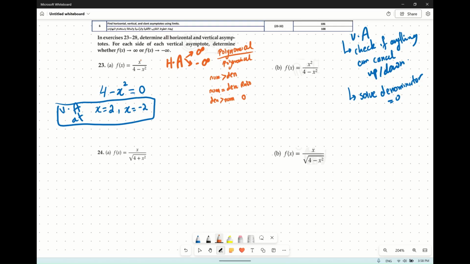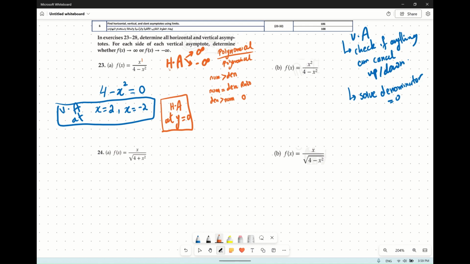Now here I see that the degree up is 1, the degree down is 2. So the degree down in the denominator is more than the degree up in the numerator. So this means directly that there is a horizontal asymptote at y equals 0.